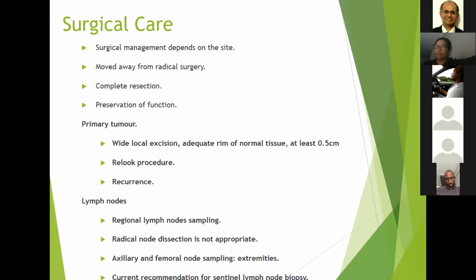With your primary tumor, you have a couple of options, also depending on the site and the size of the tumor. You can have wide local excisions with adequate margins of at least 0.5 centimeters. And also for a primary procedure, you might need to do a relook procedure.